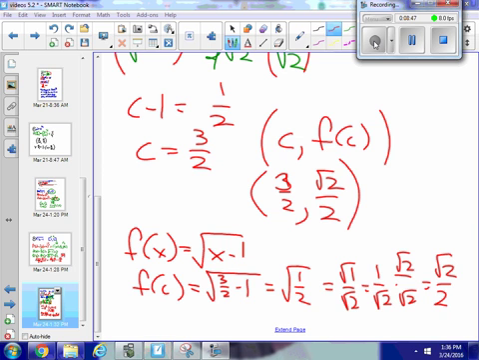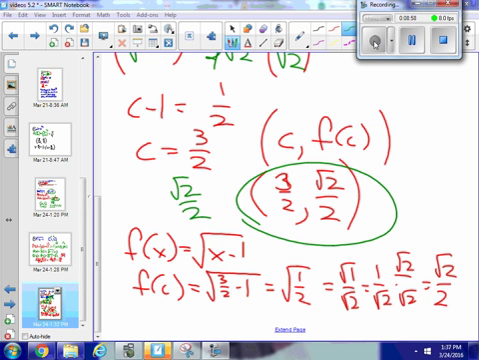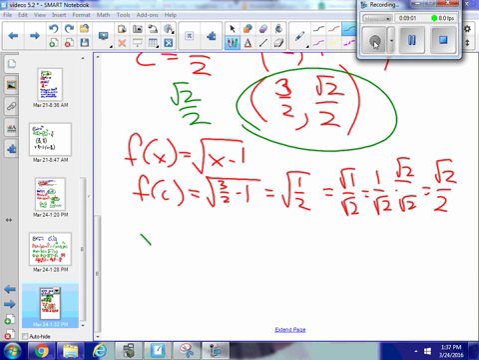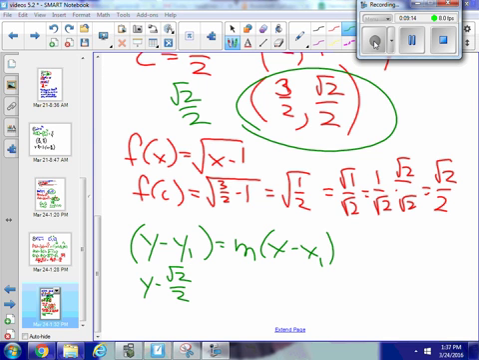Well, I know a point, and I know the slope is also radical 2 over 2. So going into point-slope form, I would have y minus y1 is equal to m times x minus x1. I have my x and y. So I have y minus radical 2 over 2 is equal to radical 2 over 2 times x minus 3/2. And that should be my answer.